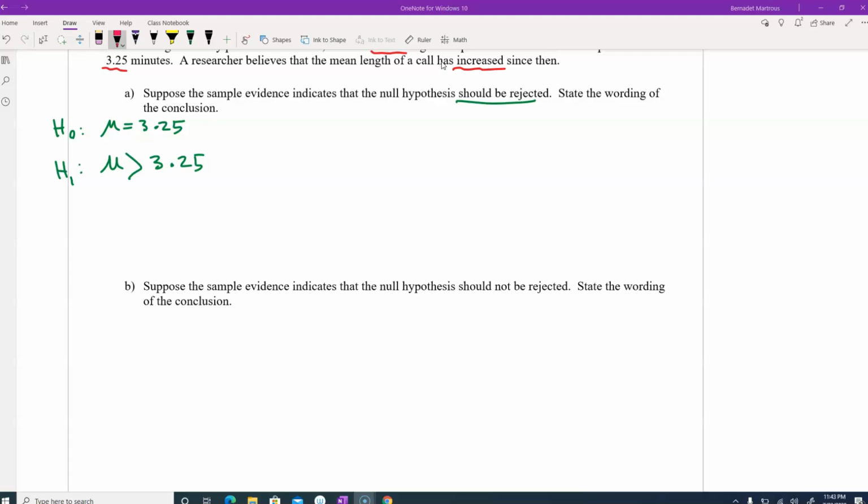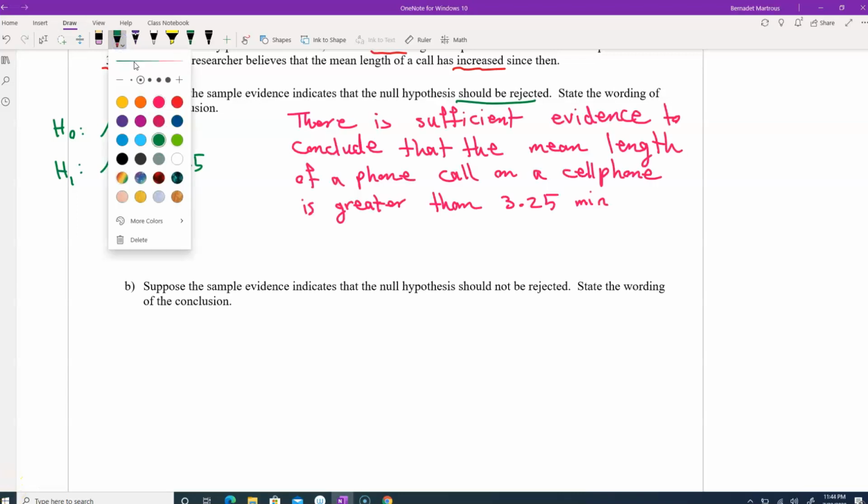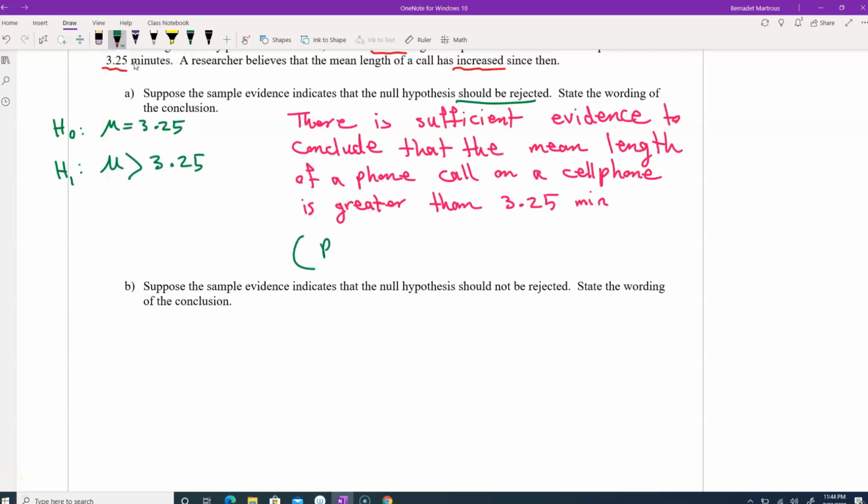So what that means is that there is sufficient evidence to conclude that mean length of a phone call on a cell phone is greater than 3.25. So when we are rejecting this null hypothesis, that means that alternative is true. So this part is true. So mean is greater than 3.25. So on this part we reject null hypothesis.